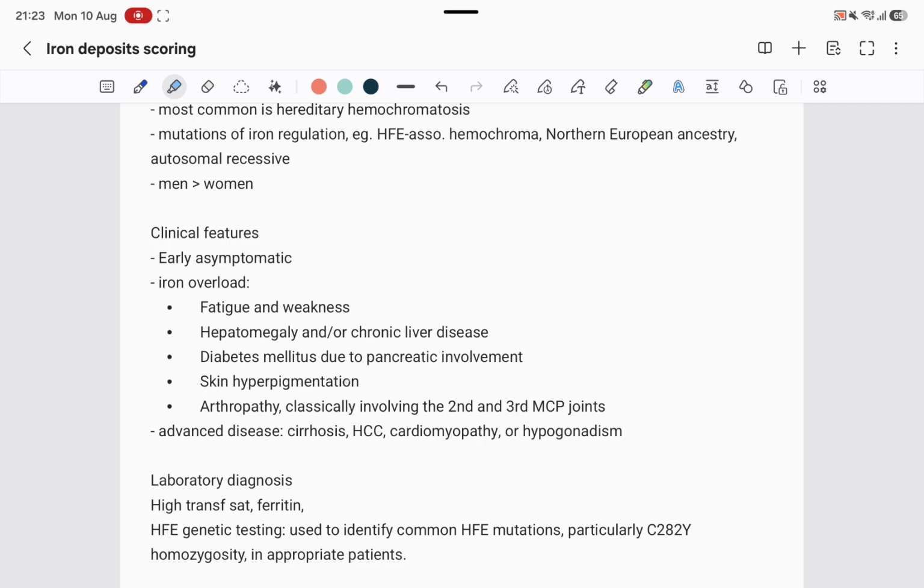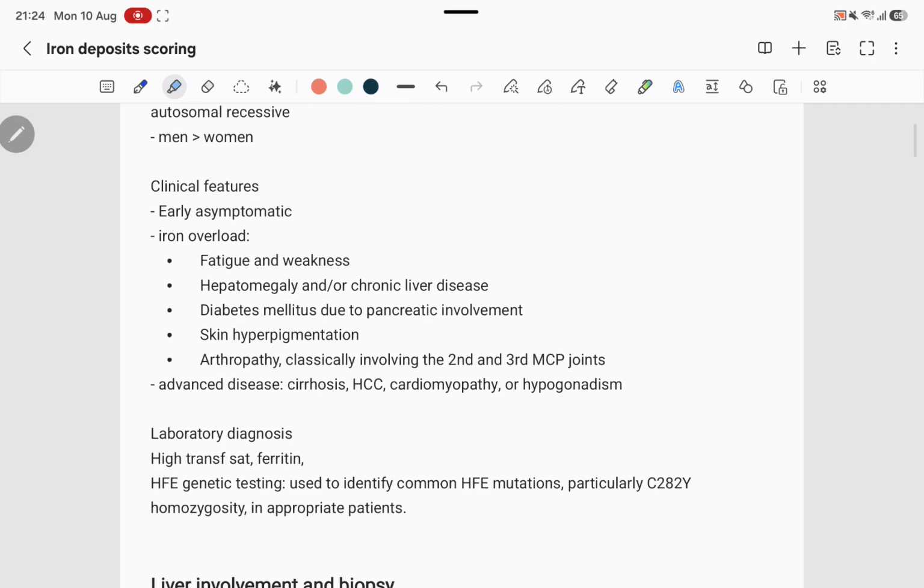Skin hyperpigmentation is something else that could happen, probably due to the pituitary gland being affected, but I'm going to say the iron causes the hyperpigmentation of the skin. Arthropathy can happen, and it can specifically affect the second and third MCP joints. The general idea is that these areas can be affected. So the patient can have hepatomegaly, fatigue, weakness, can develop diabetes, his skin is dark, his joints are hurting.